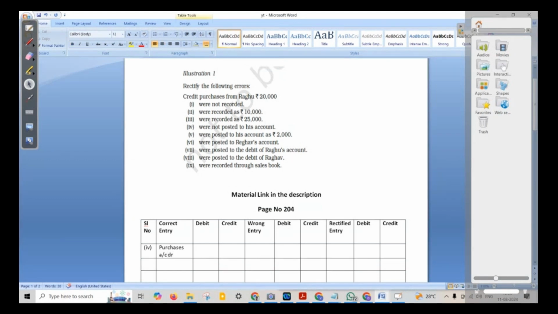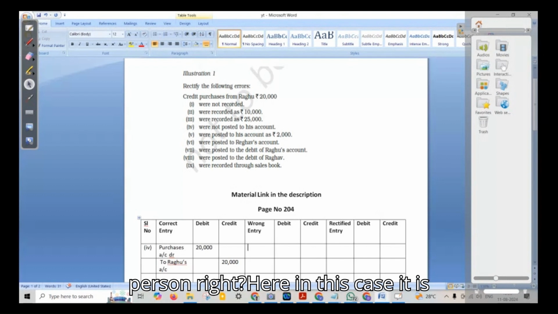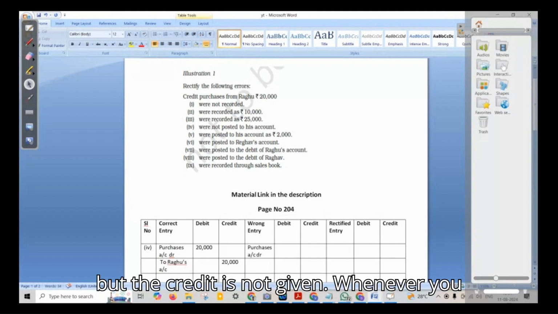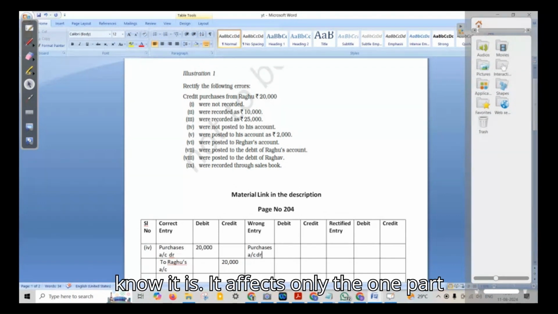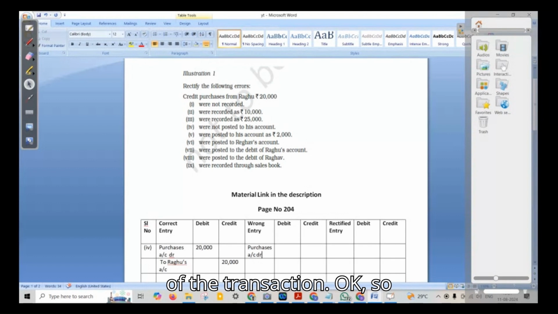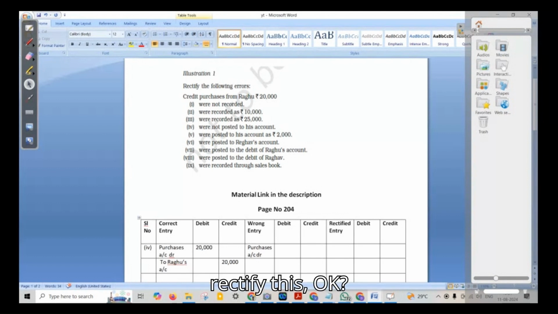Fourth entry: purchases account debit, then again move to Raghu's account and write the amount. The first one will always be constant. Now in this entry, it is not posted to his account, meaning it is referring to some person, right? Here in this case it is Raghu's account. So the entry is not posted to his account. Only purchases has been entered. The credit is not given. Whenever you come across the word posted, you know it affects only one part of the transaction. So here on the credit entry he has not been credited, so we need to rectify this.